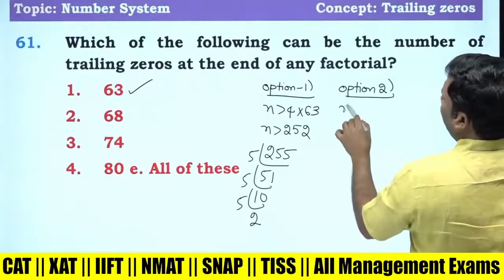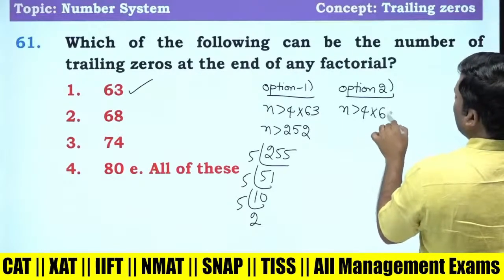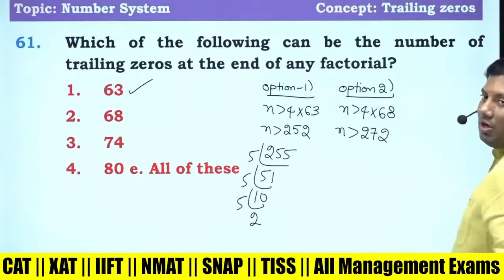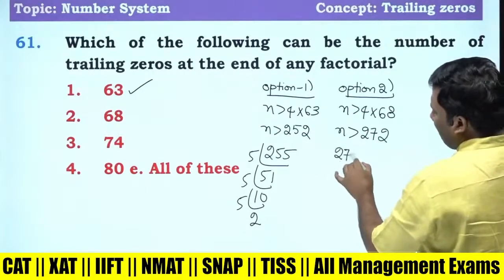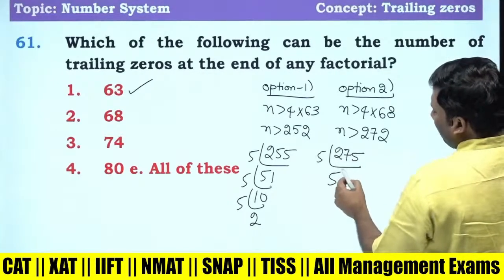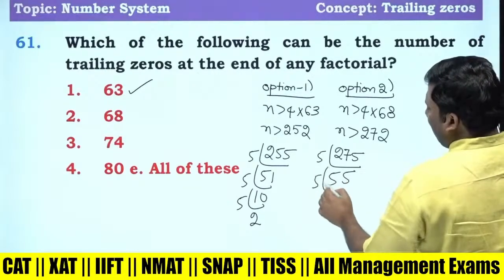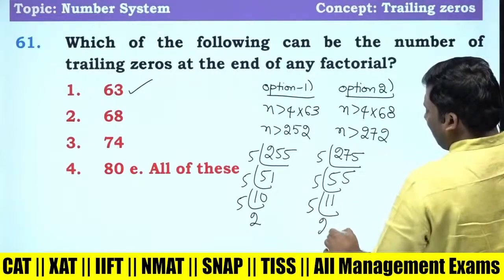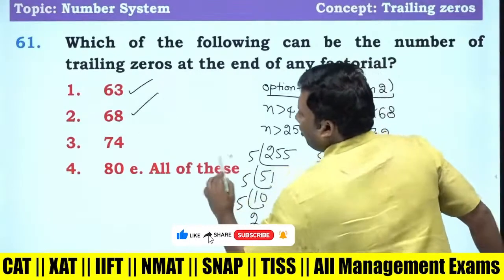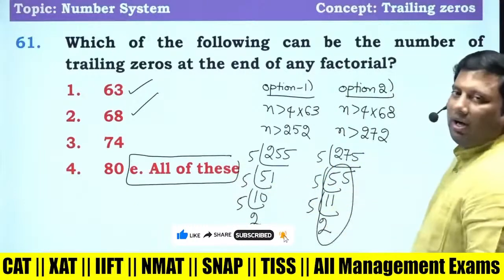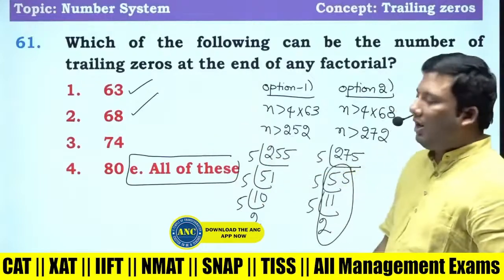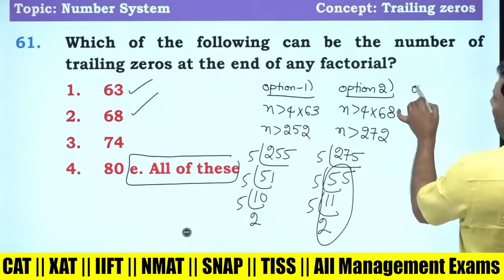Suppose I take option 2. N is greater than 4x, 4 into 68, so N is greater than 272. What is the multiple of 5 just greater than 272? 275. 5 55s are, 5 11s are, and 5 2s are. 66 plus 2, 68. This is also possible. Two options are possible, so the answer will be all of these. There is no option 1 and 2 or option 2 and 3. Let us check option number 3.